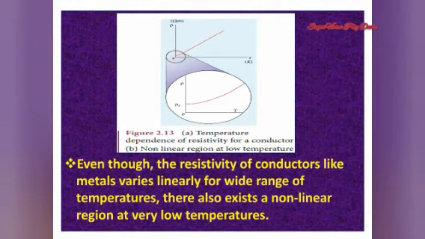Even though the resistivity of conductors like metals varies linearly over a wide range of temperature, they also exhibit a non-linear region at a very low temperature.